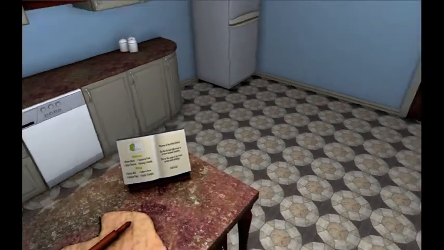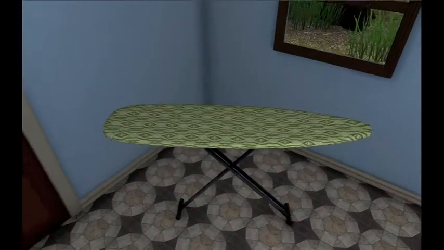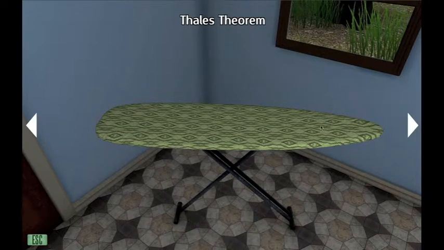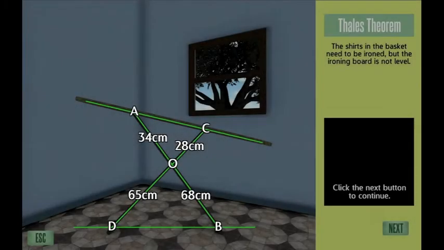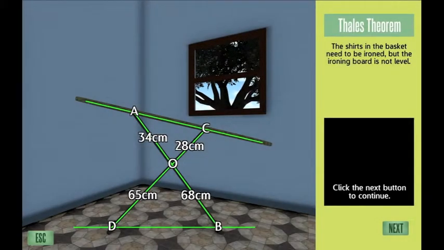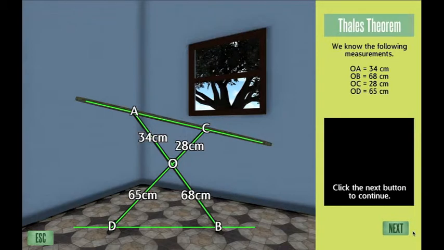Use the left and right arrows to navigate to the next scenario. Click the center of the screen to enter the Thales theorem challenge. The scenario is presented with an uneven ironing board, accompanied by the values of distances between all points in the 3D window.